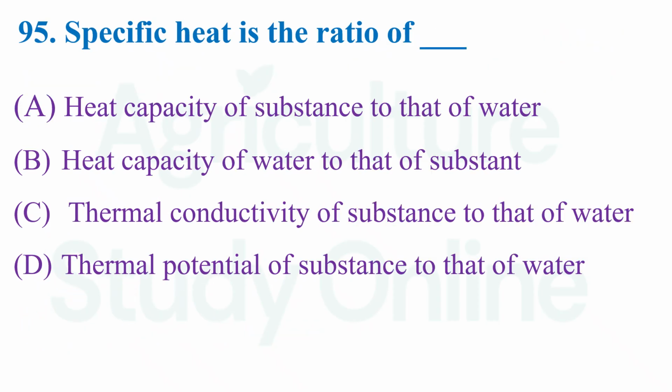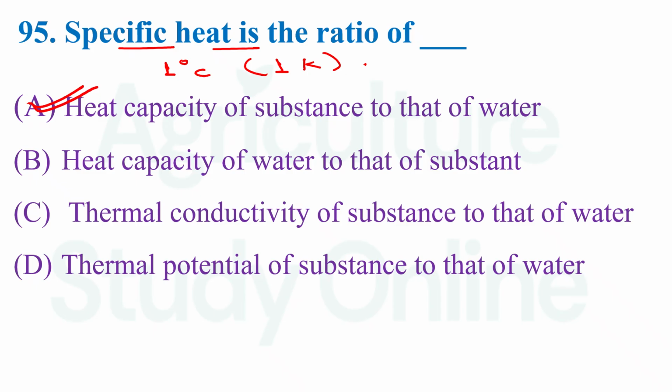Question 95. Specific heat is the ratio of. So specific heat, basically it is defined as the amount of heat which is required to raise the temperature of unit mass of a substance by 1 degree Celsius or 1 Kelvin. So over here, the question is actually referring to relative specific heat, which is the ratio of the heat capacity of a substance to that of the water. So the correct option is option number A, that is heat capacity of a substance to that of the water.